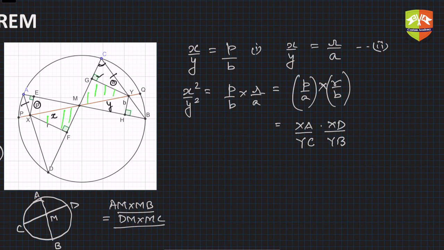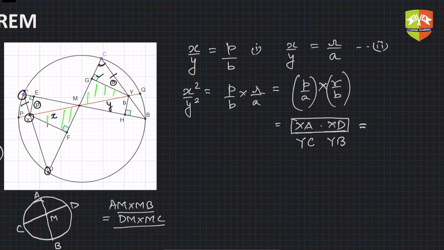Using this theorem, can I not say XA by XD? Look at the figure. Where is X? Here is X. Where is A? Here is A. And where is D? Here is D. So AD is the chord here, and X is the point of intersection.